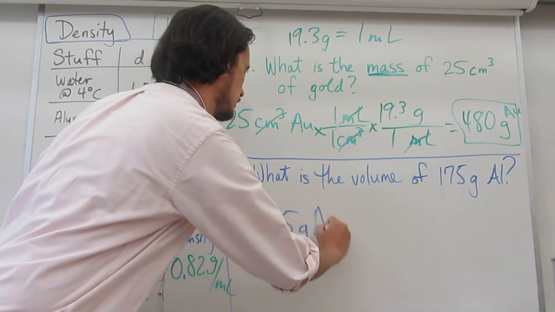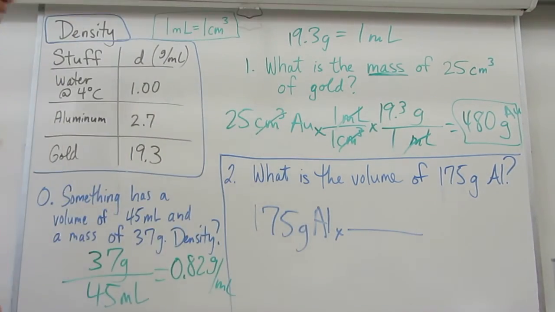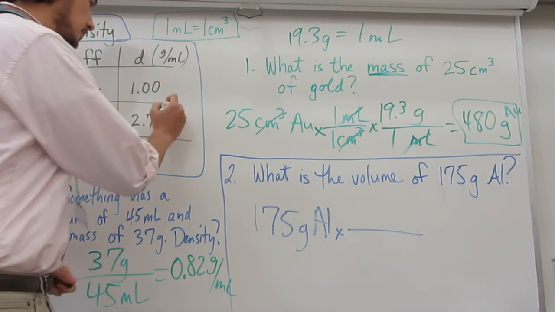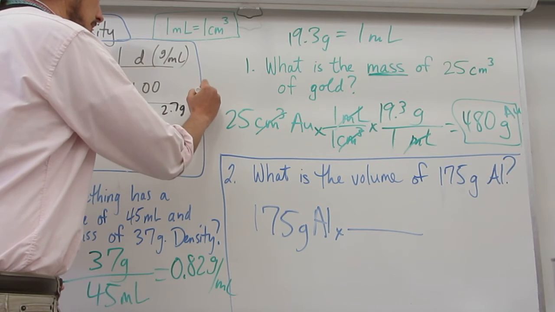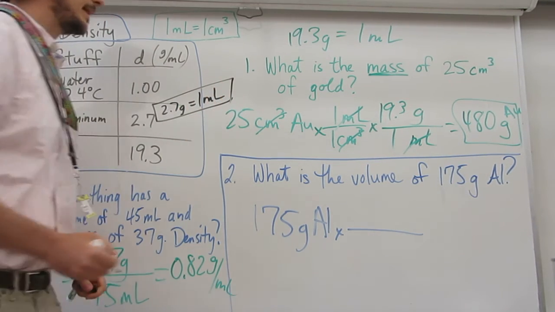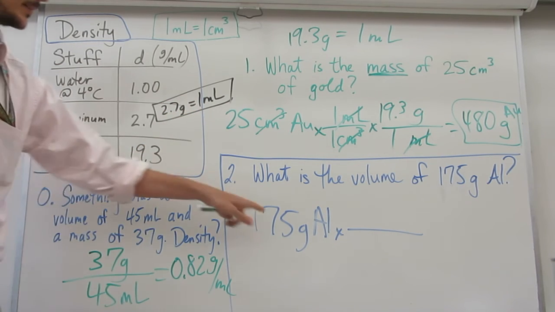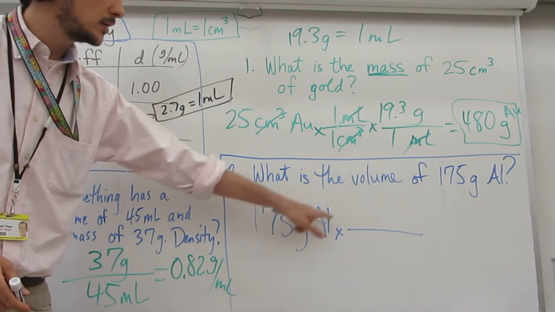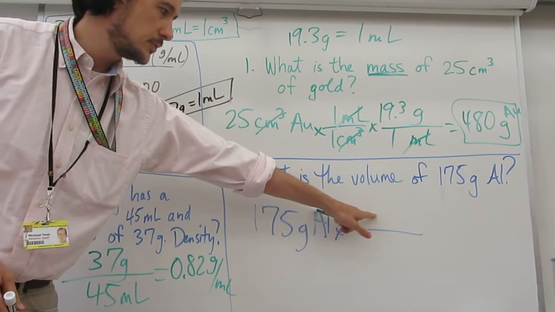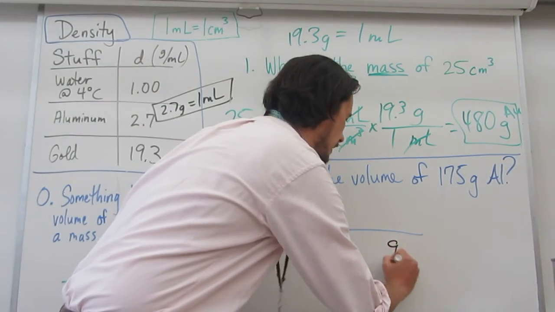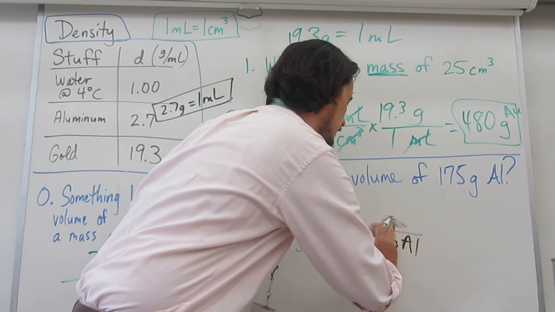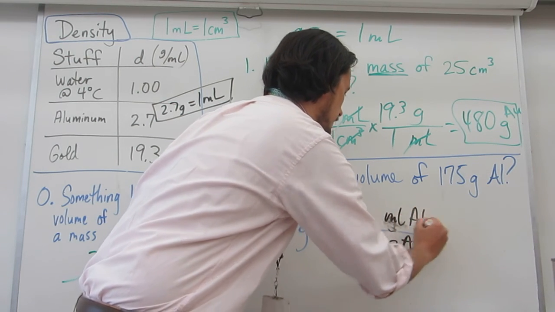175 grams of aluminum. Okay. 2.7 grams equals 1 milliliter. I'll write that. That's how you make a conversion factor out of that, and either one can be in the numerator or denominator. I have grams in the numerator. I want volume, so I want milliliters in the numerator and grams in the denominator. 1 milliliter is 2.7 grams.